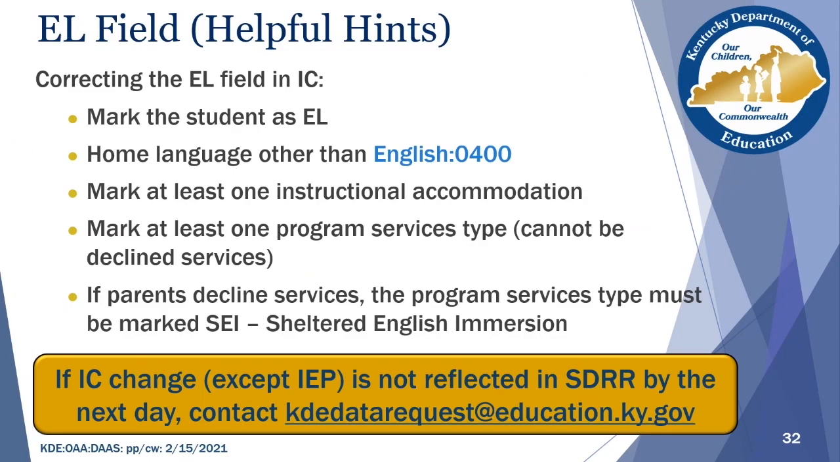If information that has been updated in IC, except for the IEP, is not reflected in SDRR the following day, please go ahead and email the Enterprise Data Cases team at KDE Data Request at education.ky.gov and provide them detailed information. Include that SSID number and the issue, and they'll be able to assist you.